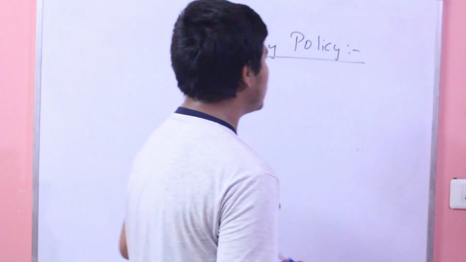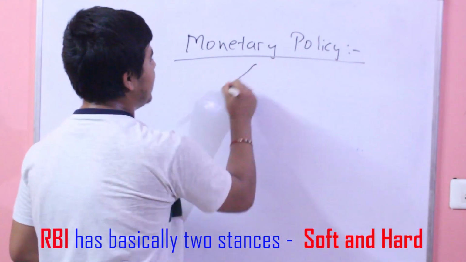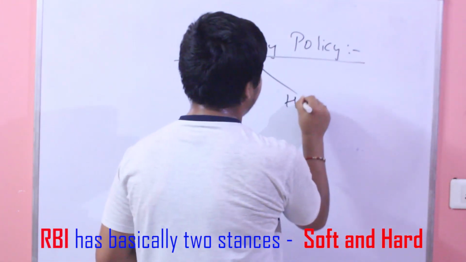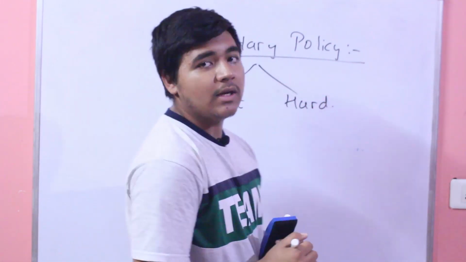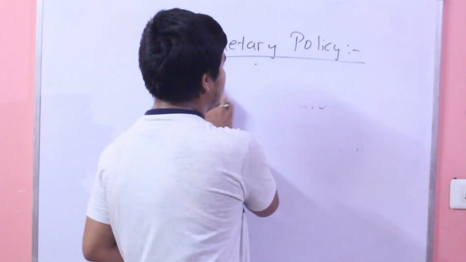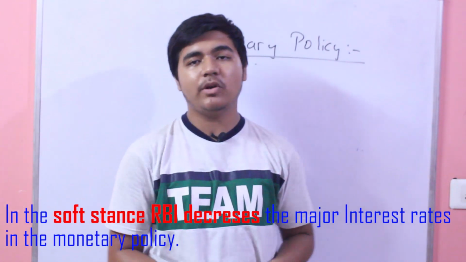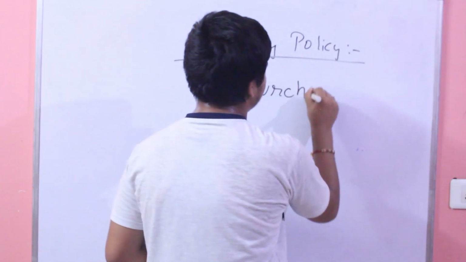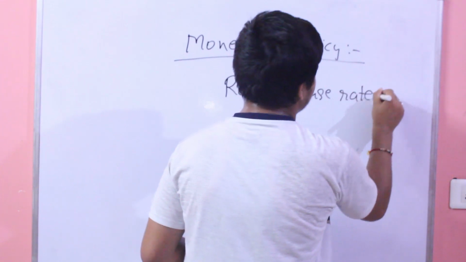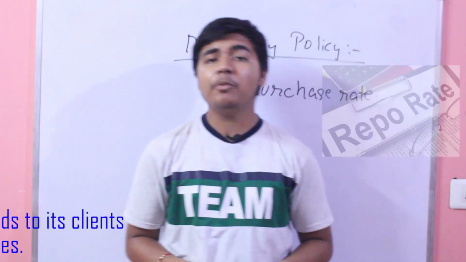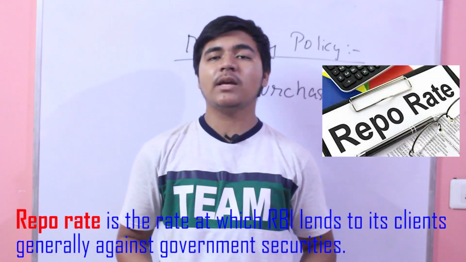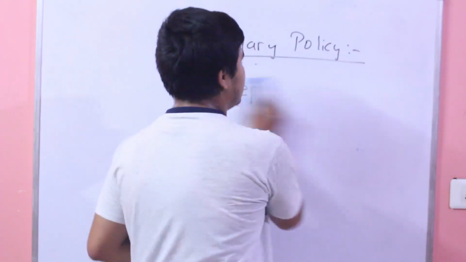See, now let us talk about the stances of RBI. RBI has basically two stances, namely the soft stance and the hard stance. Let us talk about the soft stance. What happens basically in the soft stance is that the RBI decreases its repo rate. Repo rate is also known as the repurchase rate. What repo rate basically is, repo rate is the interest rate on which the commercial banks take loans from the RBI.